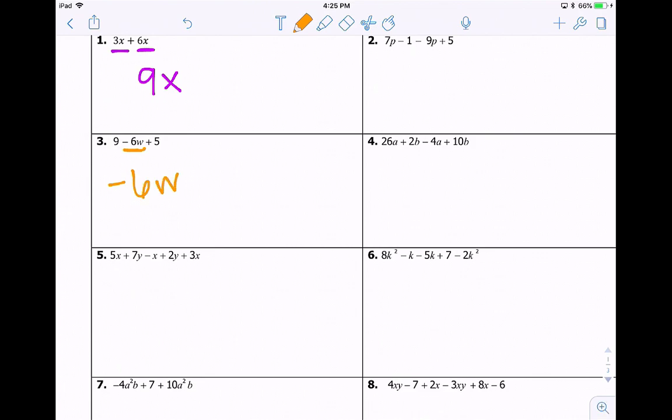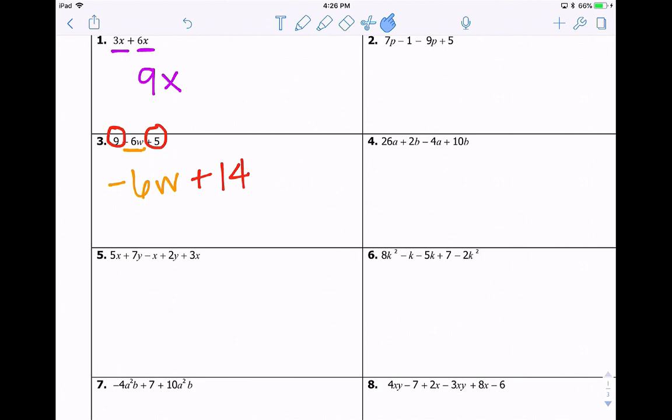But then we do have two constant terms. Our constant terms are, again, numbers without a variable. So we have a 9 and we have a positive 5. Both of those are constants. They don't have anything attached to them, and so those are like terms. We combine the constants, so 9 plus 5 is positive 14. Our final answer for simplifying that expression is negative 6w plus 14.